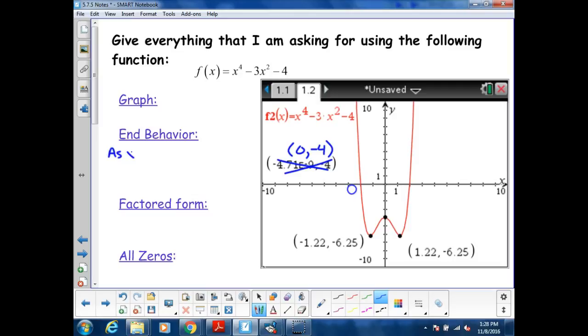As x is going to positive infinity, f of x is going to positive infinity, shooting up. As x is going to negative infinity, f of x is going to positive infinity also. Okay? Even degree, both go the same way. Good there. Okay?